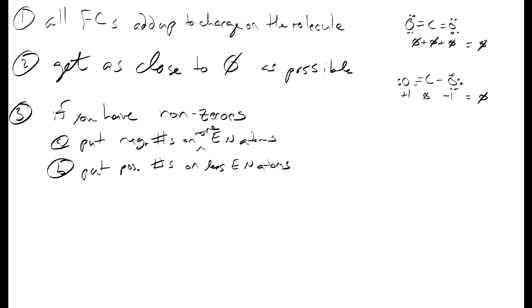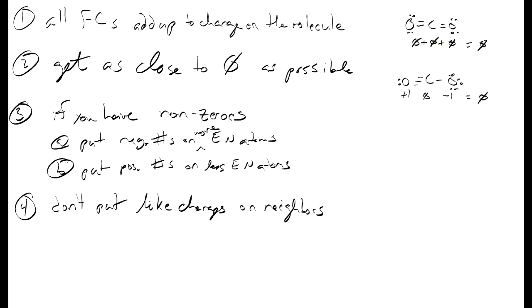Next up, finally, I should say, don't put like charges on neighbors. Formal charges are just like other charges. Put positive next to negative. Don't put positive by positive or negative by negative. Opposites attract. Like charges repel. Opposite formal charges are good. Like formal charges are bad. So now let's look at a couple more examples. First up, SCN minus.